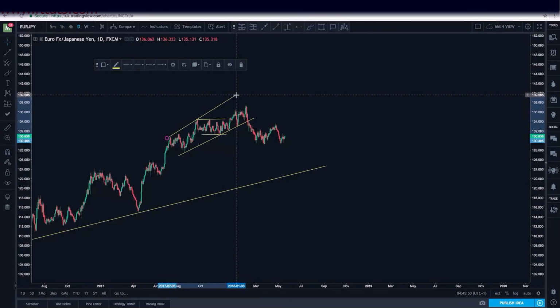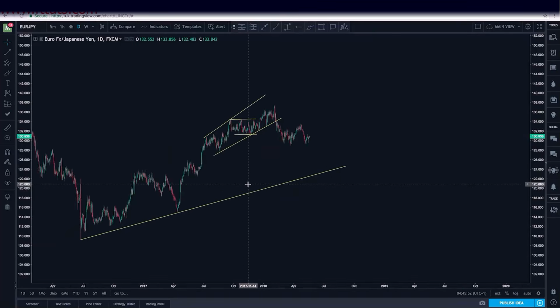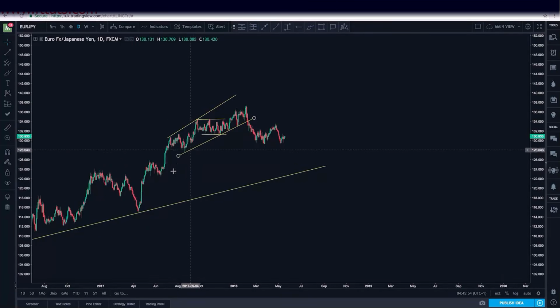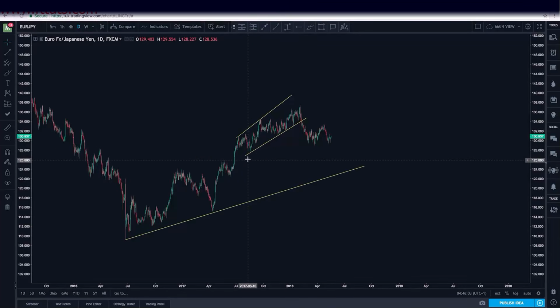So you can see, look at what we've done here. We've gone from an ascending channel that was previously here that we formed. We've now got another ascending channel. So can you see how structurally nothing's changed? It's just given us an extension of what's actually happening within the market.